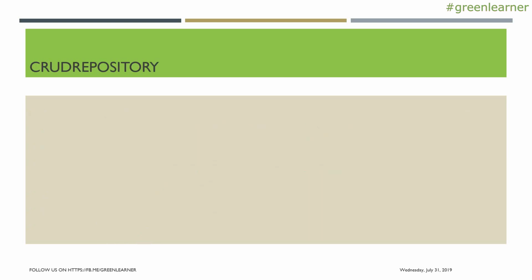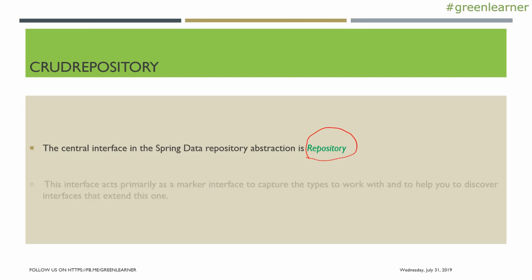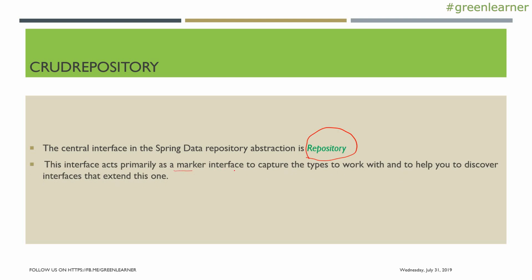Okay, so CRUD repository. CRUD repository is the main focus in our demo. The central interface in the Spring Data repository abstraction is Repository, which is a marker interface. This interface acts primarily as a marker to capture the types to work with and to help you discover interfaces that extend this one. So whatever data repositories are there, they extend this Repository marker interface, which shows that whatever classes or interfaces are extending or implementing this repository, they are going to interact with the database.